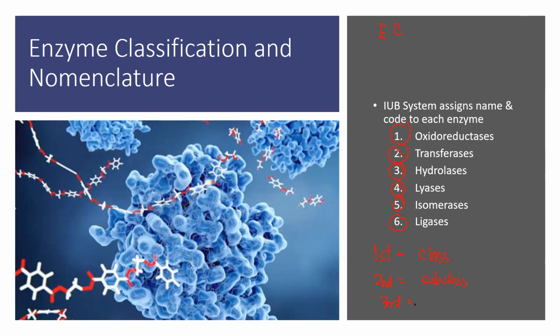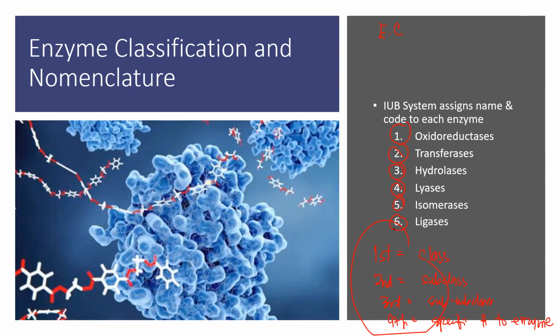And the third digit represents the subclass. And finally, the fourth digit represents the specific number of the enzyme. Basically, if you're going to put it in layman's terms, in a simple manner, the EC code is just the same as your student number. Yun nga lang, each number has its meaning.